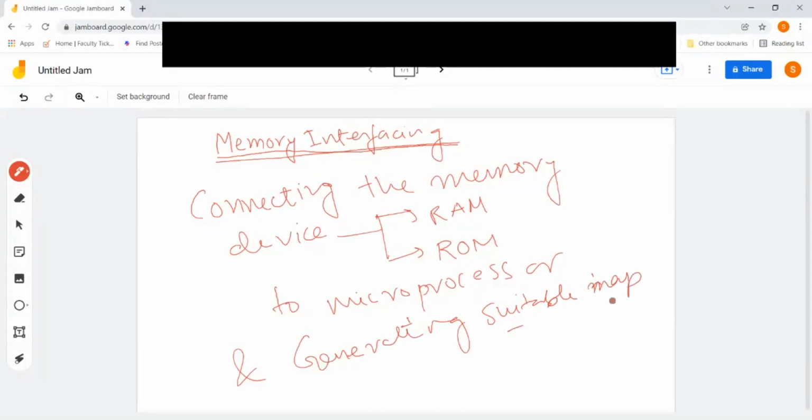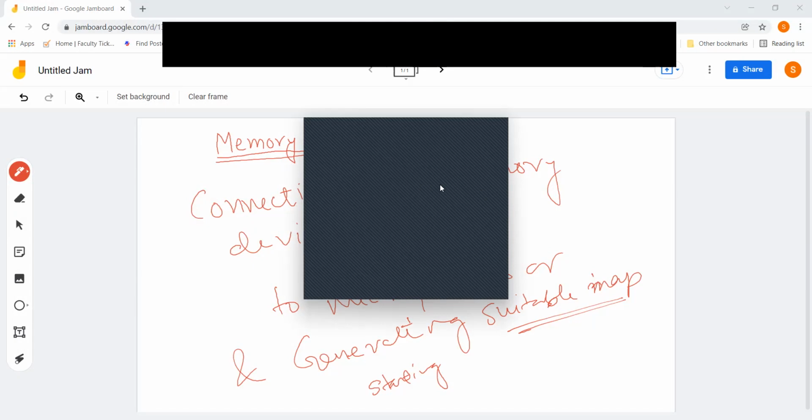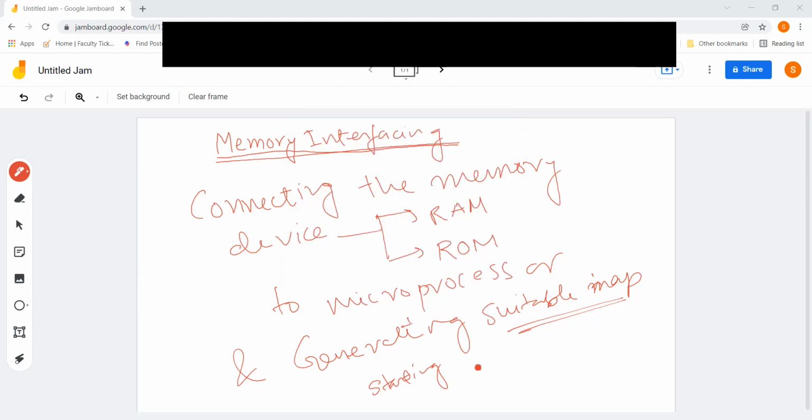Now, what is the meaning of a suitable map? Map here is nothing but the starting address. The memory should be continuous. You can't have a memory which has one location defined and then a gap. The memory locations should be continuous. If we have a starting address and an ending address, all the memory locations in between should be available for us.